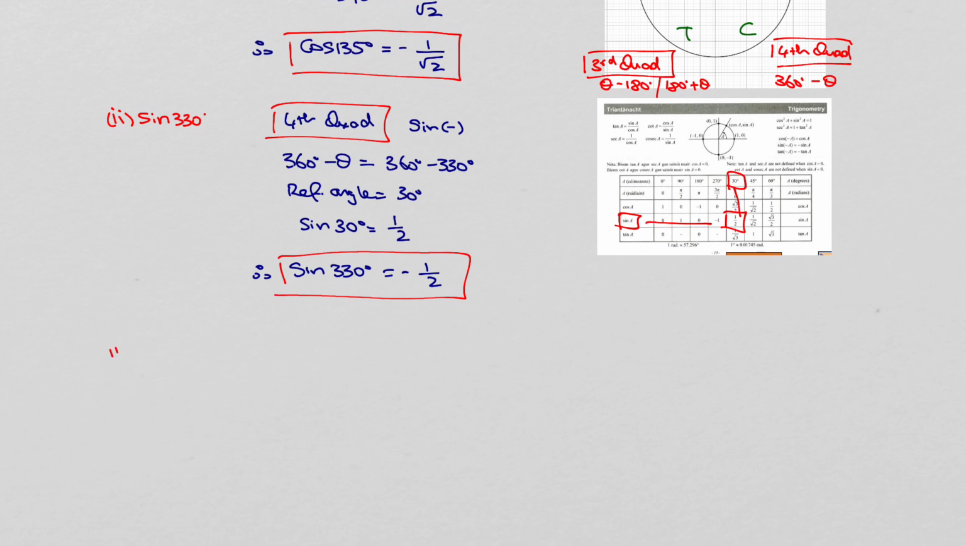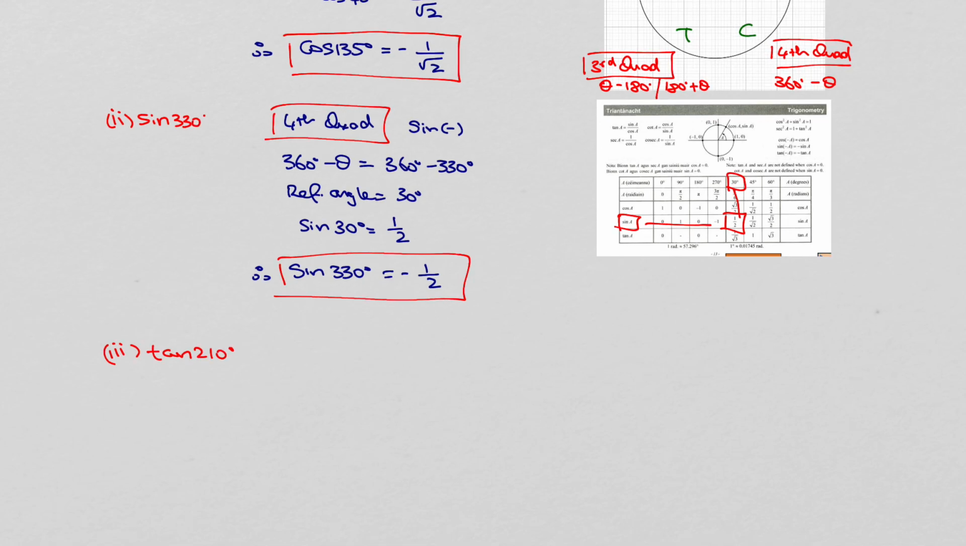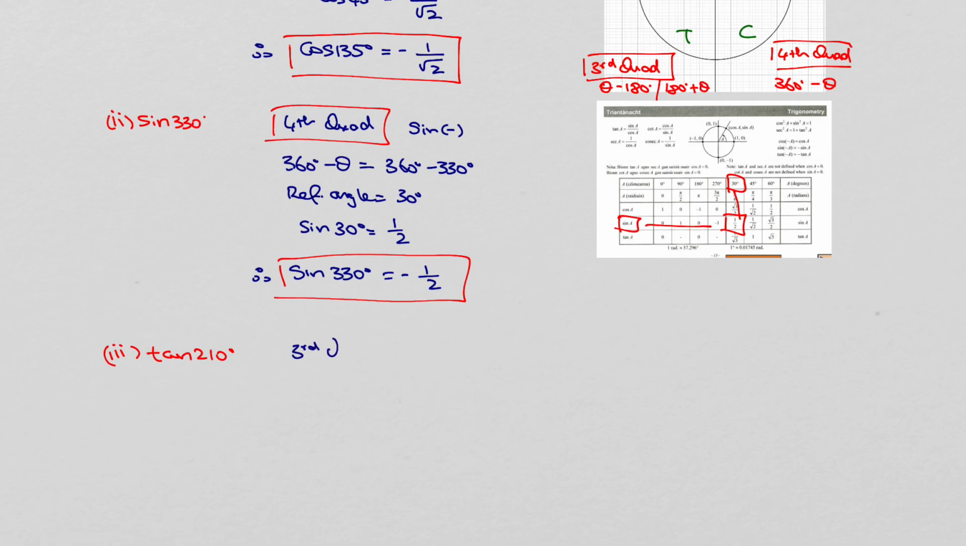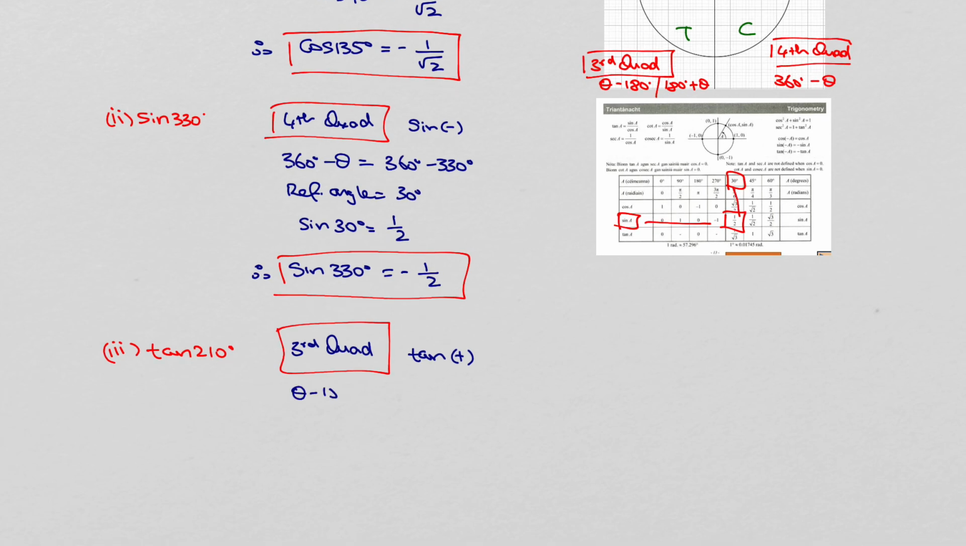If I look at the next one, we have tan of 210 degrees. So 210 degrees is the third quadrant. And if I look at the third quadrant, I see that tan is positive in the third quadrant. My rule for the third quadrant is going to be theta minus 180 degrees to find the reference angle. So in other words, 210 minus 180 degrees gives me a reference angle of 30 degrees.